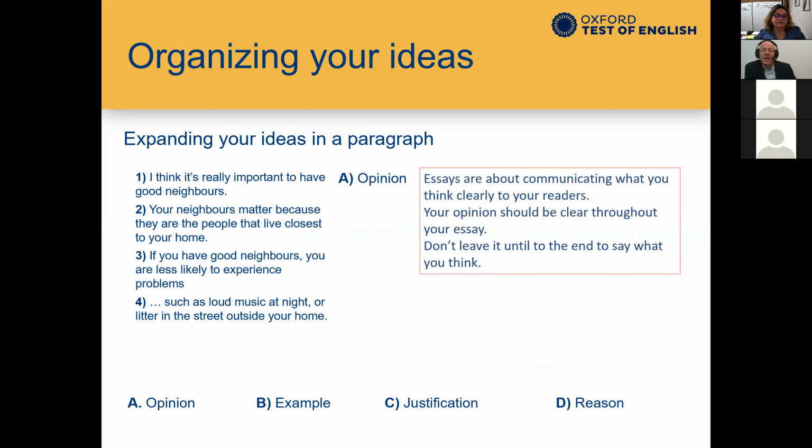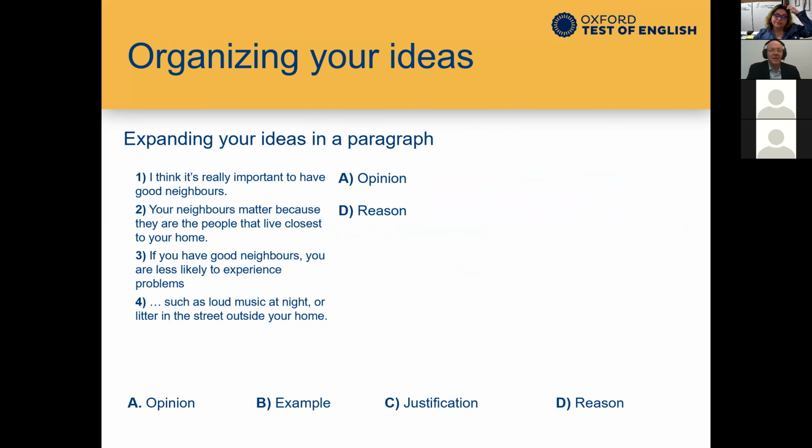It's an opinion, and you should start with the opinion. The opinion is a great place to start. This is what impacts on the reader and makes them think, whoa, yes, that's interesting. Essays are about communicating what you think clearly to the person who's reading. Your opinion should be clear throughout. Now, perhaps you don't know throughout. Throughout is all the way through, continuously through all of your essay. Don't leave it to the end to say what you think. Don't put your opinion at the end. Okay, put it right at the beginning.